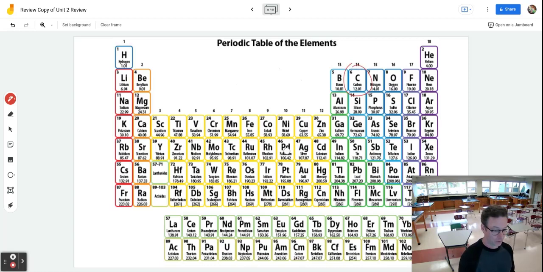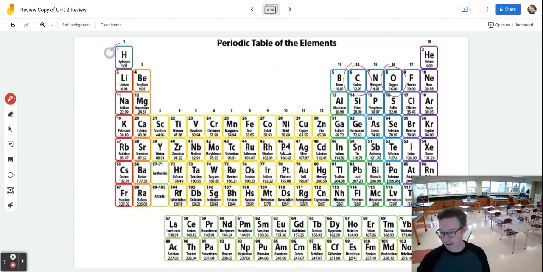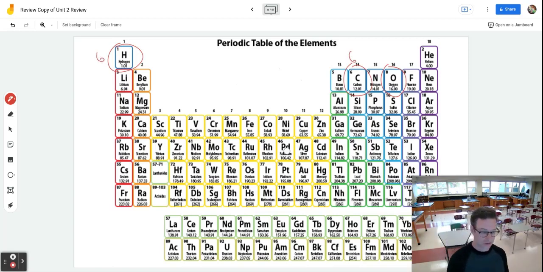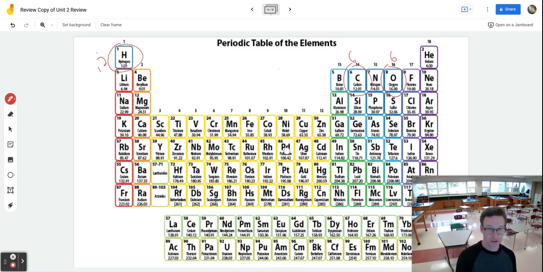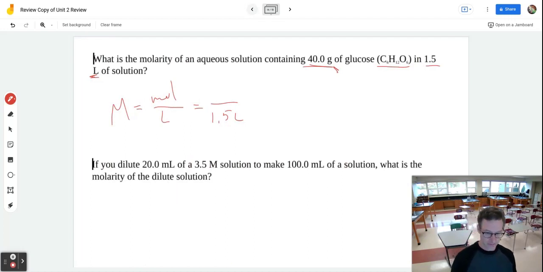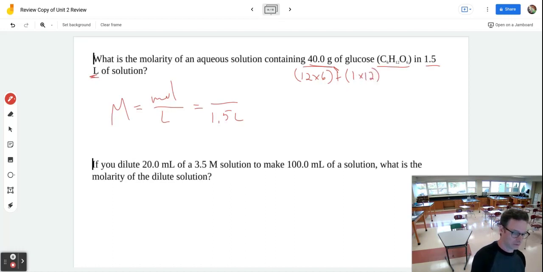Periodic table, I'm going to have carbon, oxygen, and hydrogen. C6, so there's 6 of these. C6, H6, or sorry, H12, O6. So carbon times 6, oxygen times 6, hydrogen times 12. And that is 12 times 6, that's the carbon, plus 1 times 12, so that's the hydrogen times 12, plus 16, which is the mass of oxygen, times 6.